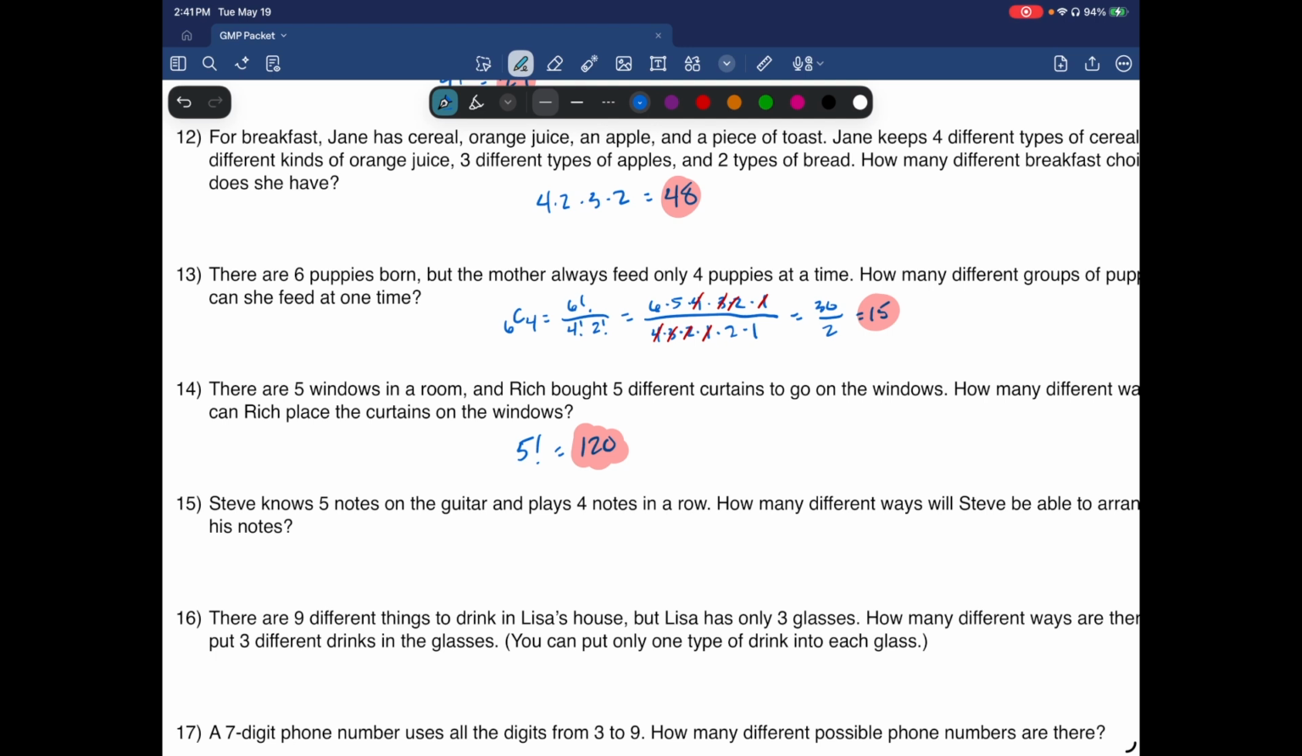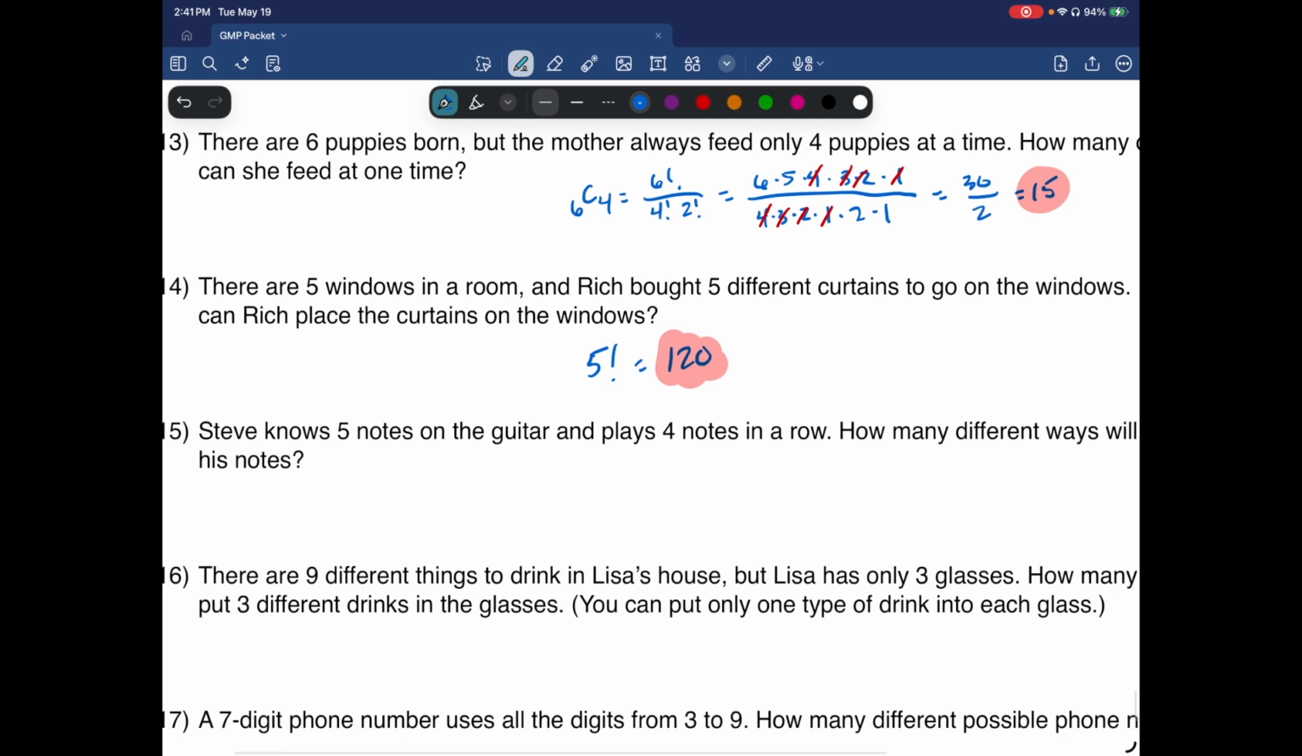Steve knows 5 notes on a guitar and plays 4 notes in a row. How many different ways will Steve be able to arrange his notes? So 4 notes in a row. He knows 5 notes. He can play any of the 5 anytime. So 5 times 5 times 5 times 5, that's 5 to the 4th, which is 625.